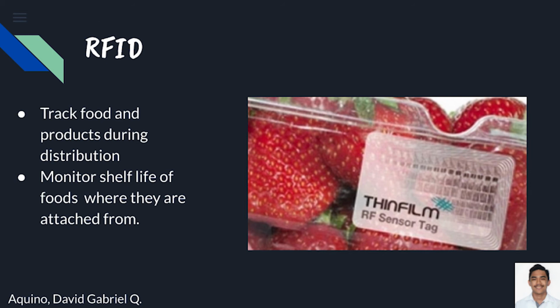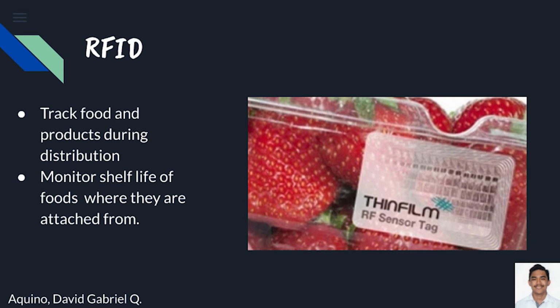In supply chain management, RFID tags are used to track food products during distribution and storage. RFID technology serves as a replacement for barcode scanners for this particular application. An example of an RFID is Fresh Time semi-active RFID tags. These monitor the shelf life of the foods to which they are attached.